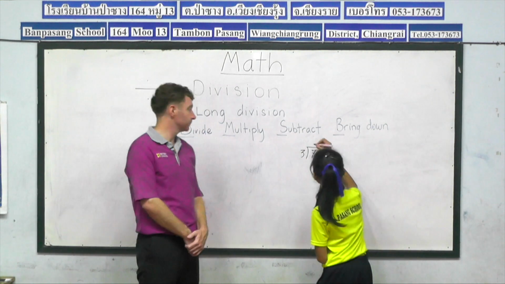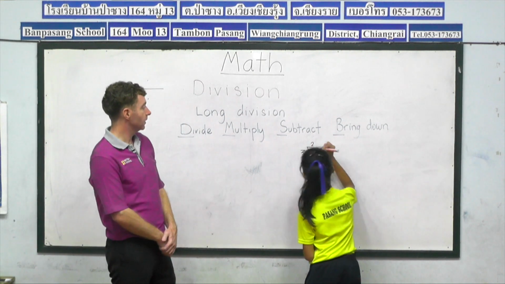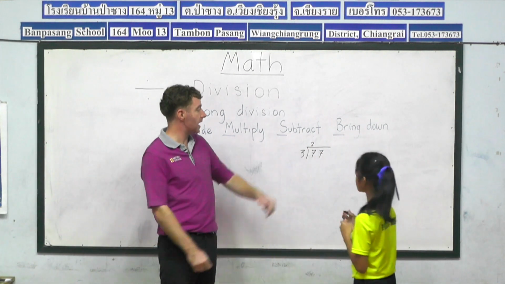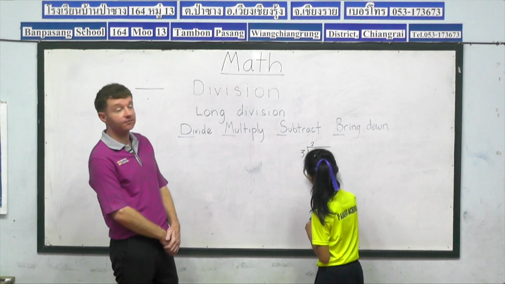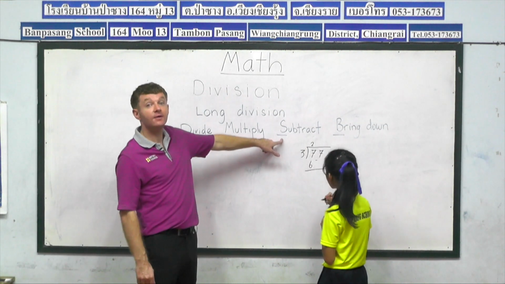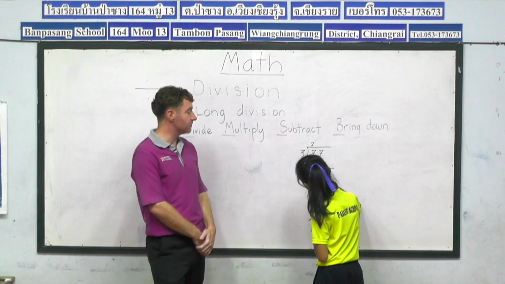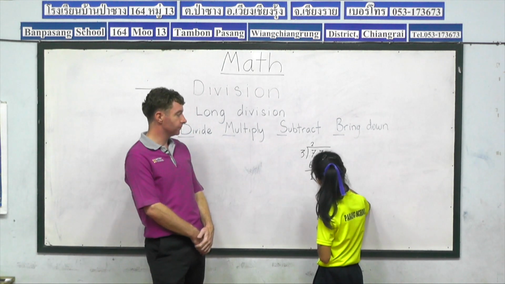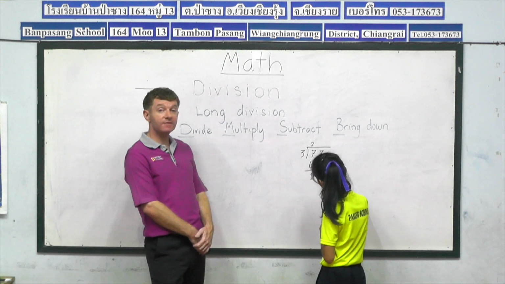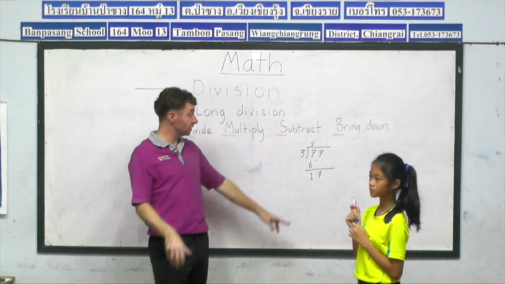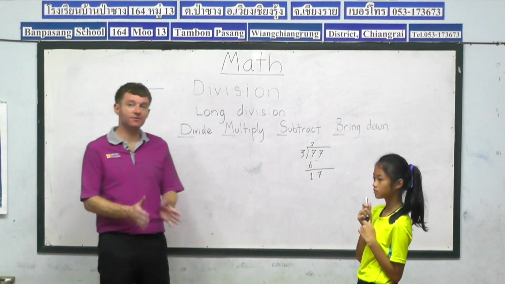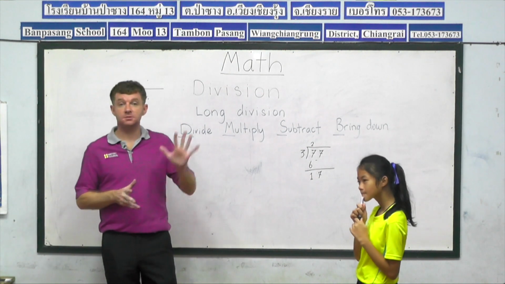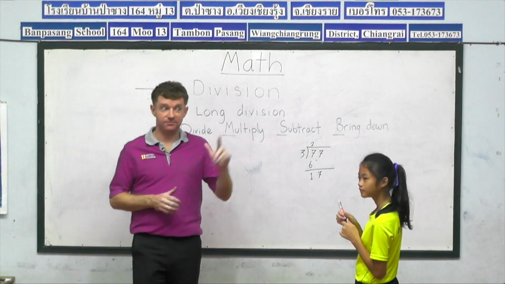equals 2. And then 3 times 2 equals 6. Next we subtract. 7 minus 6 equals 1. Now we're ready to bring down the 7. So 7 becomes 17. 17 divided by 3 equals 5.